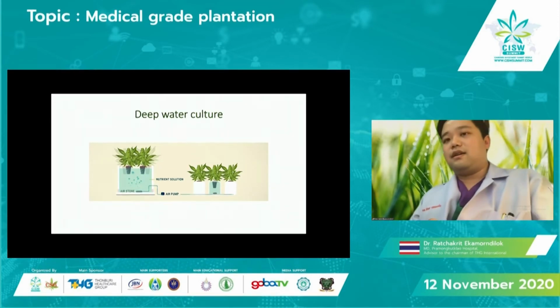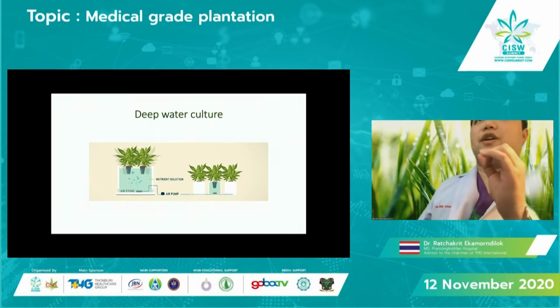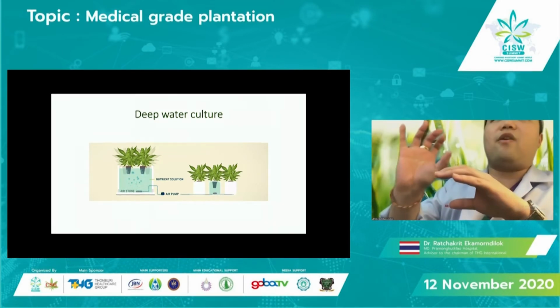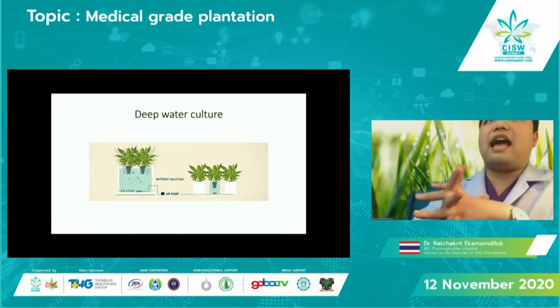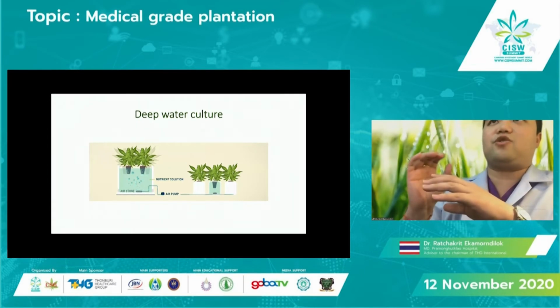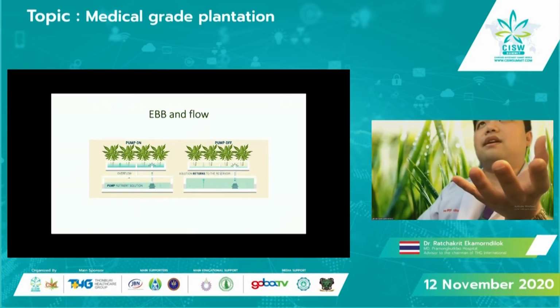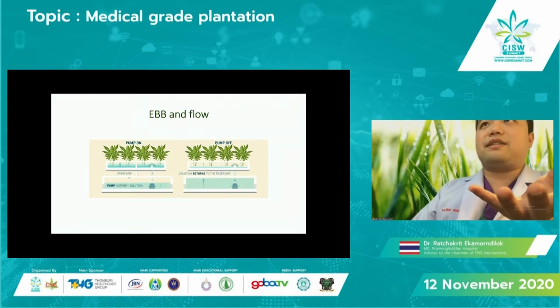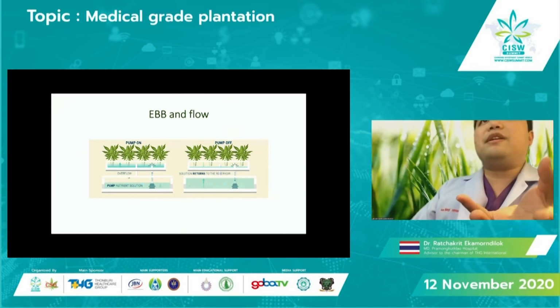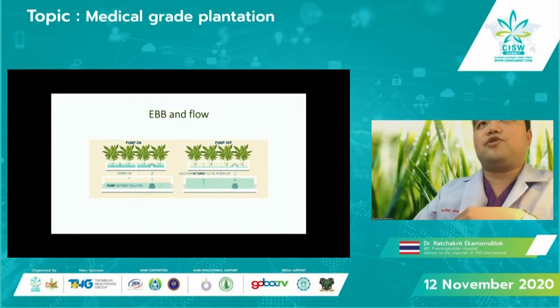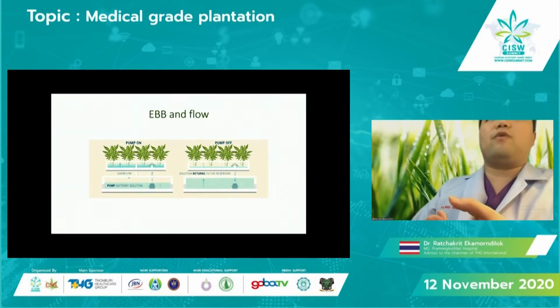The first one we call deep water culture. In deep water culture, the plant is hanging in the air and its roots are submerged in a rich nutrient solution, rich in oxygenation by the air pump. Ebb and flow is where we use a pump to feed the nutrient solution to the plant, and then we pump it out. So we have the pump on, and pump off the water.